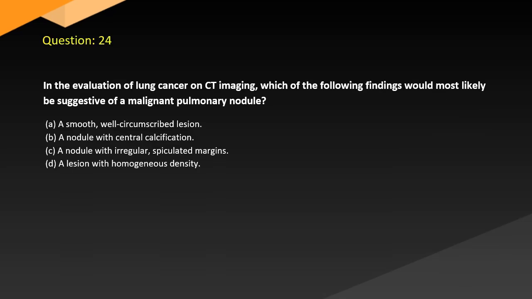Question 24. In the evaluation of lung cancer on CT imaging, which of the following findings would most likely be suggestive of a malignant pulmonary nodule? A. A smooth, well-circumscribed lesion. B. A nodule with central calcification. C. A nodule with irregular, spiculated margins. D. A lesion with homogeneous density.